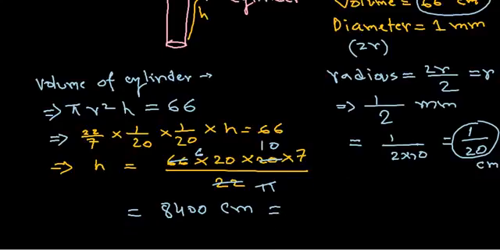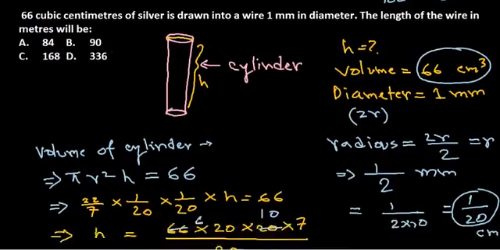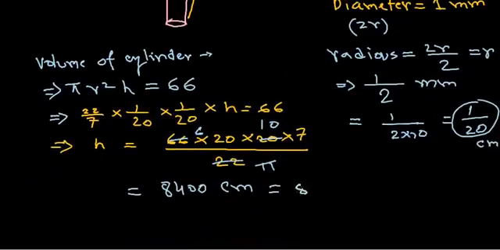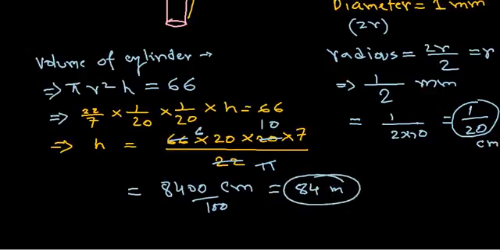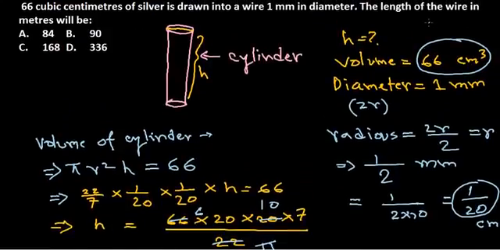And if we convert it into meters, let's see if it's required or not. Yes, the answers given here are actually in meters, I guess. So let's convert it into meters. If we convert it into meters, dividing by 100, we get 84 meters. So the answer is 84 meters. The height of this is 84 meters, so the length of the wire is 84 meters, and here we go. Option A is telling us that yes, the length is 84 meters. So h equals 84 meters in this case.